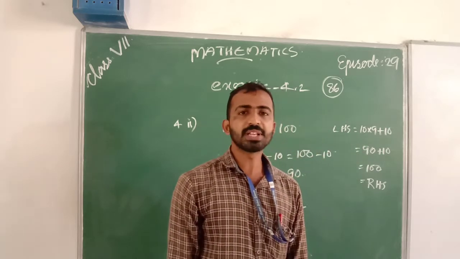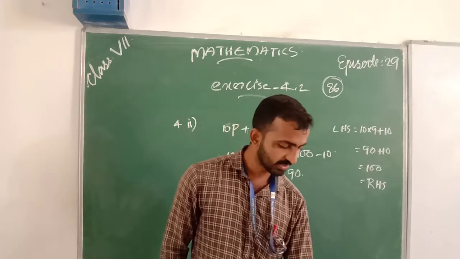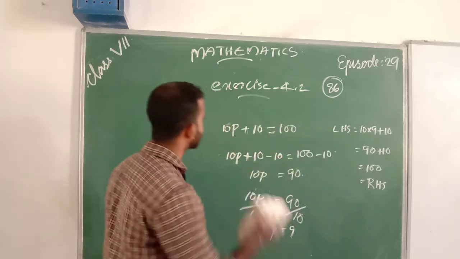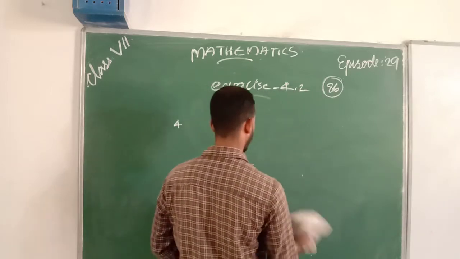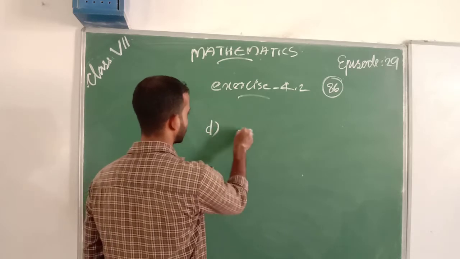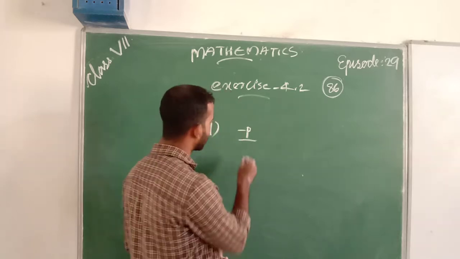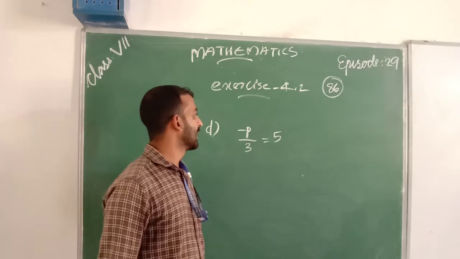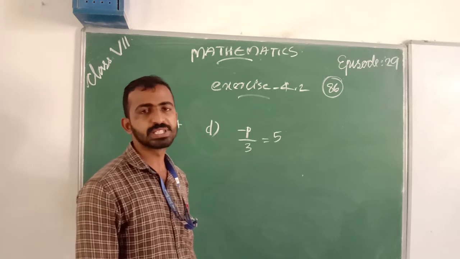Simple. The third one is p by 4 equal to 5. That is for your homework. C is homework. And next, D. D is minus p by 3 equal to 5. What is the answer?